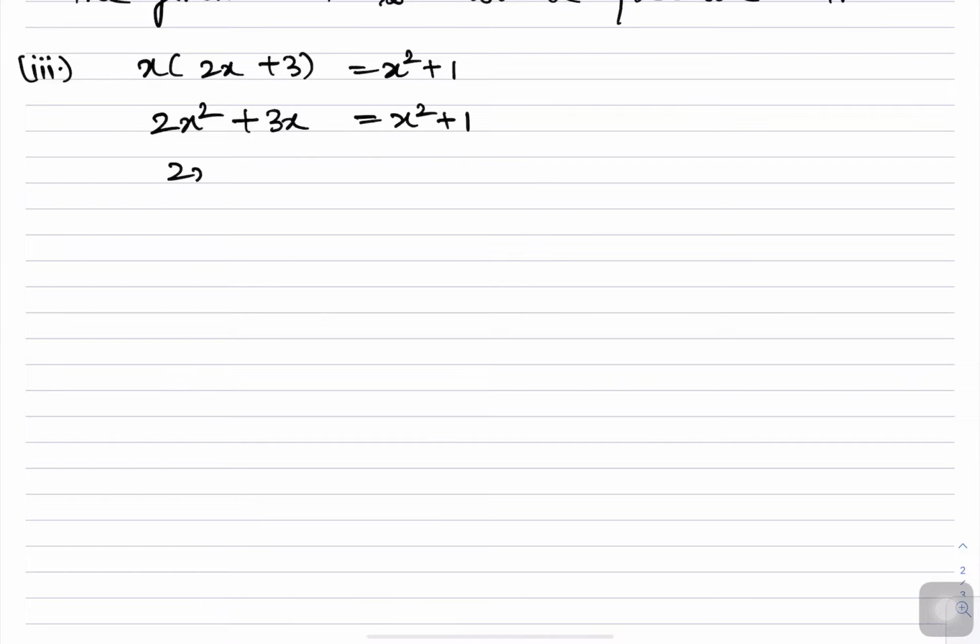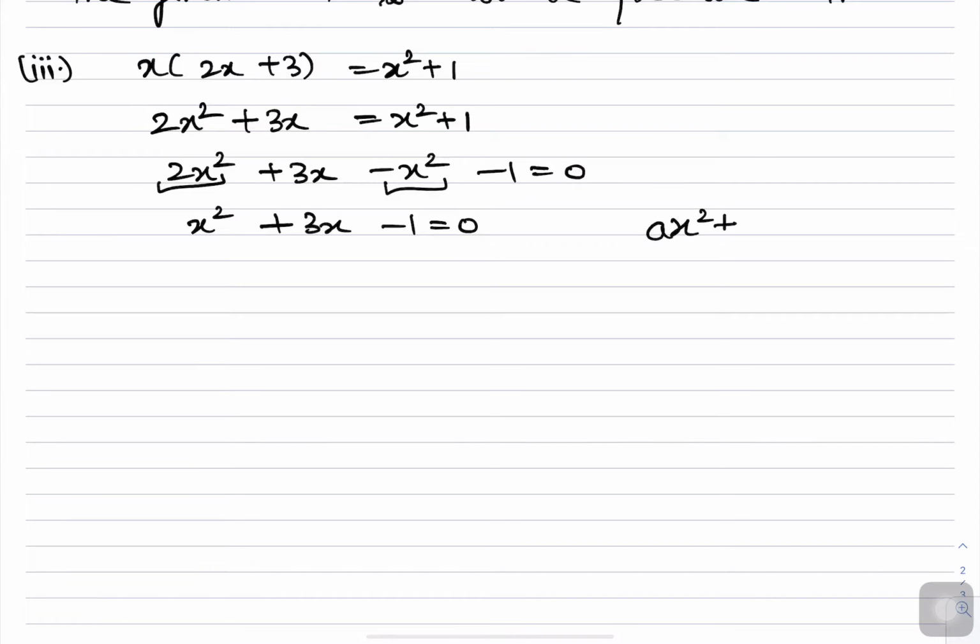Now the third part. X times 2x plus 3 is equal to x square plus 1. So it becomes 2x square plus 3x is equal to x square plus 1. 2x square plus 3x minus x square minus 1 is equal to 0. So it becomes x square, we will solve these two because they are like terms, plus 3x minus 1 is equal to 0. So it is of the form ax square plus bx plus c is equal to 0. So the given equation is a quadratic equation.